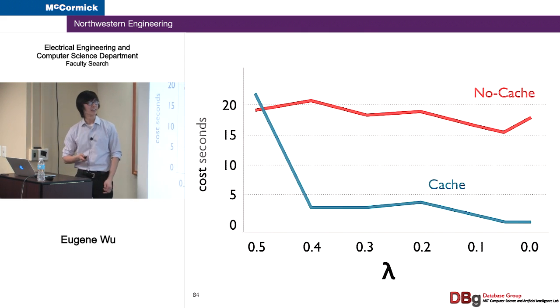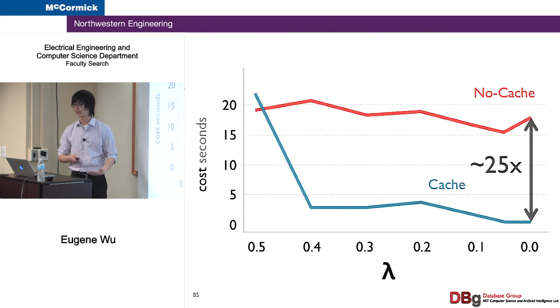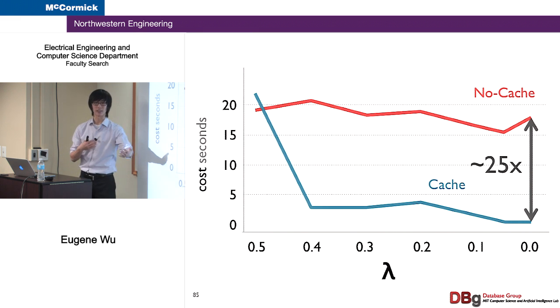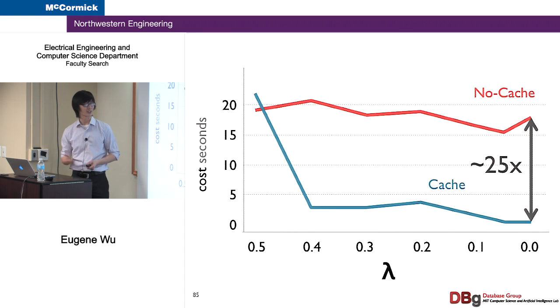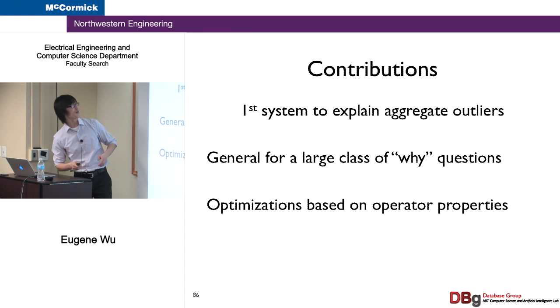And this lets us get up to 25x performance improvements when we're just varying this lambda parameter. And we're pretty close to single pass algorithms for just a continuous range of lambda values. And so I was coding that up this morning.